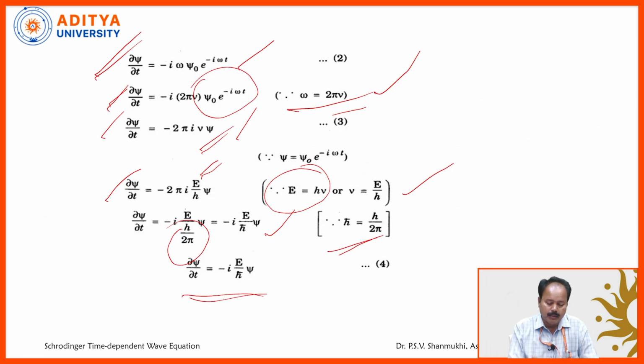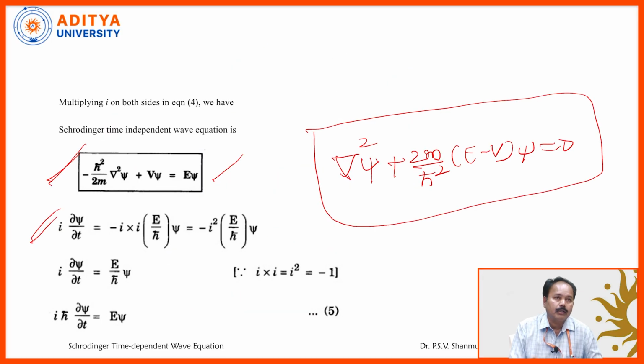Already we got minus iE by h cross into psi. That's why i ∂ψ/∂t is written as minus i into iE by h cross into psi. i into i means i squared, but actually i squared is equal to minus 1. So minus i squared gives plus 1, E by h cross into psi. Now i into ∂ψ/∂t is equal to E by h cross into psi.